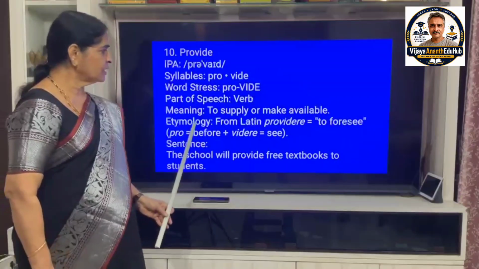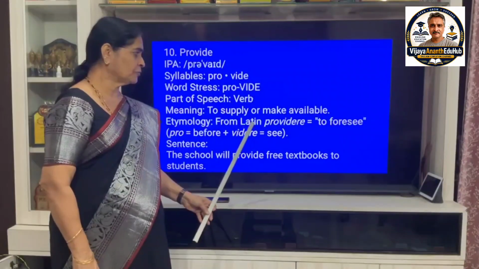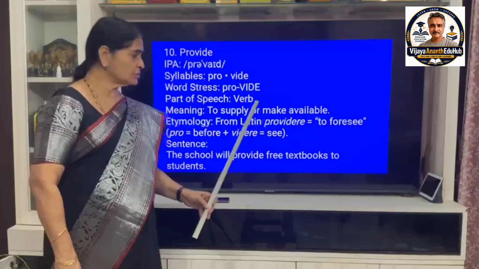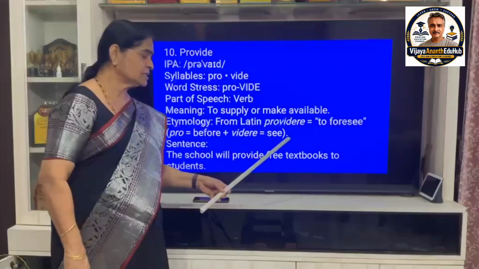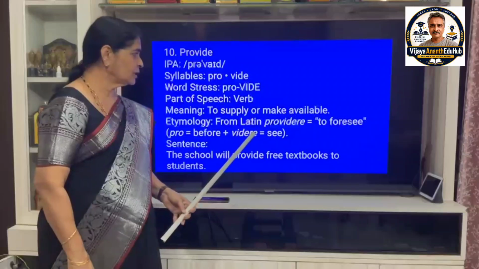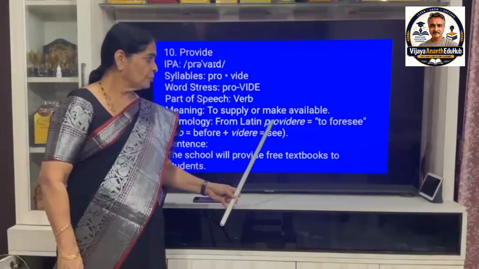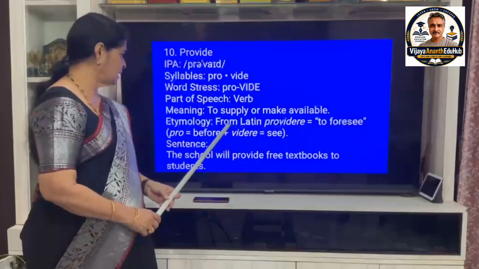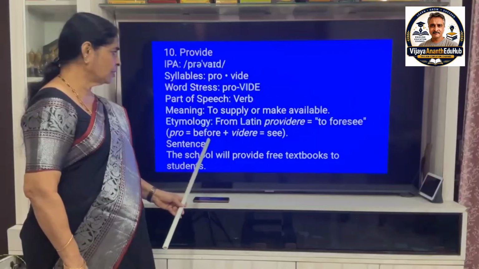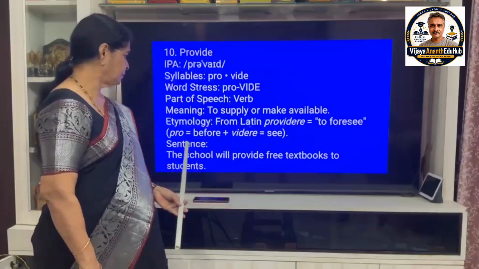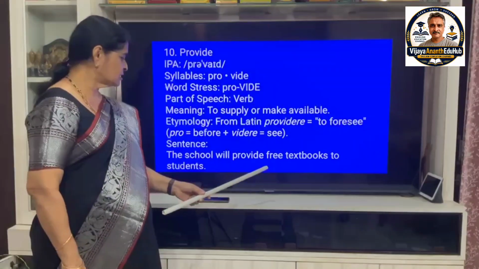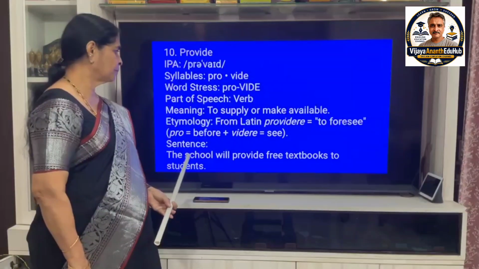And this word is taken from Latin, of course. The root vid is also Latin. The total word is also taken from the Latin word providere, meaning to foresee. Pro means before, videre means see. Sentence: the school will provide free textbooks to students.